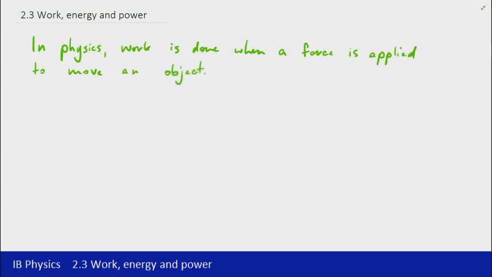So in physics, work is done when a force is applied to move an object. So you can see there dealing with forces and dealing with motion in the moving of an object. So combining those two ideas. Now we can calculate work by considering that distance and the force. So the distance that the object moves.